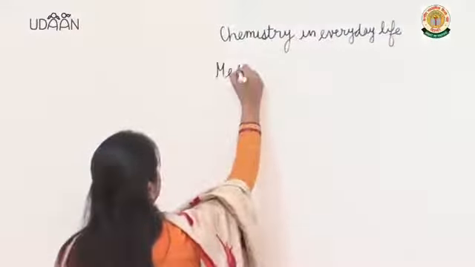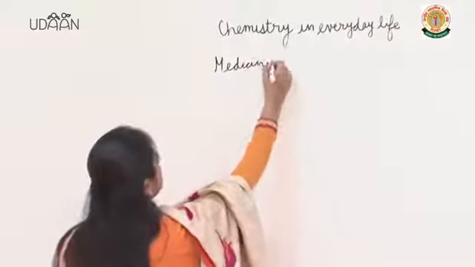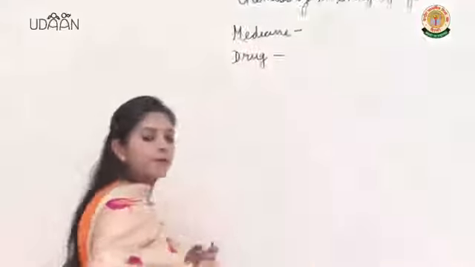Let us start with what is a medicine. Medicine is any chemical that is used to cure diseases or to reduce the pain. Now we also use drugs for it. What is the difference between medicine and drug? Medicine does not have any side effect, but drugs have side effects. They are habit forming. Medicines are not habit forming.